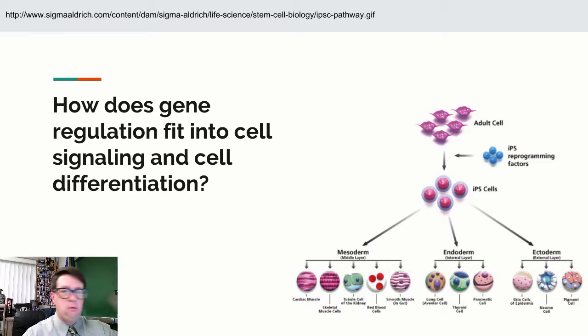Well, why would any of this matter? Why do we care about how we turn genes on and off? Well, it turns out the ability to turn genes on or off can lead to cells becoming different.